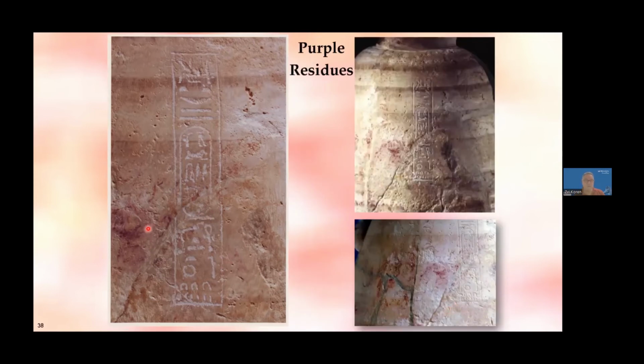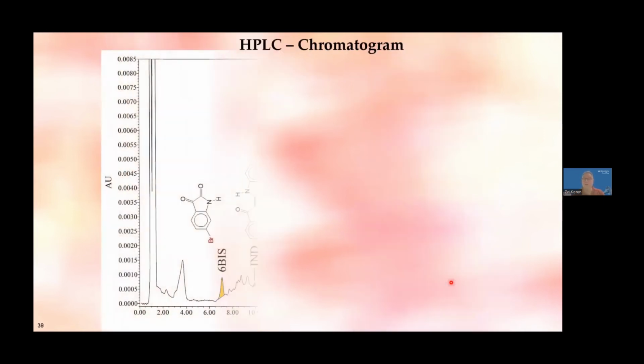But the reason I got into this picture is that when we analyzed it, there were purple residues here and there on the outside of this particular marble jar. Amazing. Of course, just because it's purplish doesn't mean it's the real purple from sea snails. You have to do the analysis.